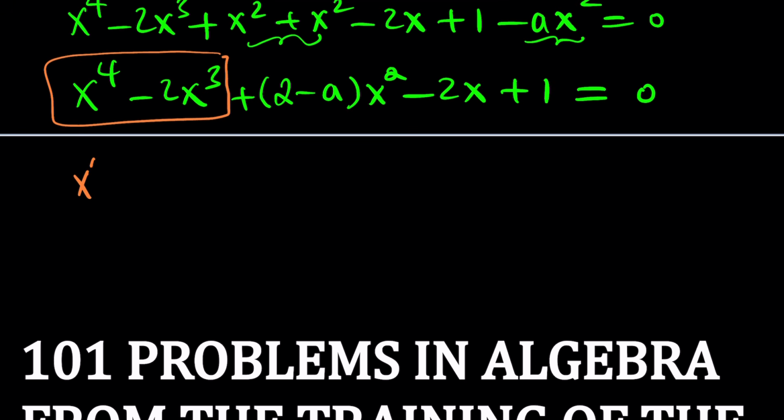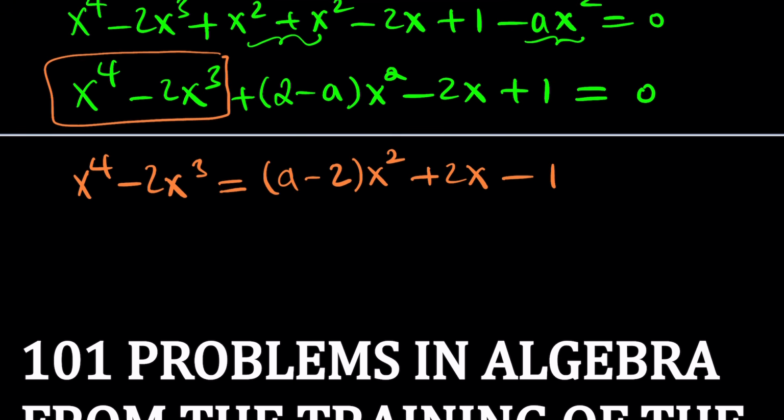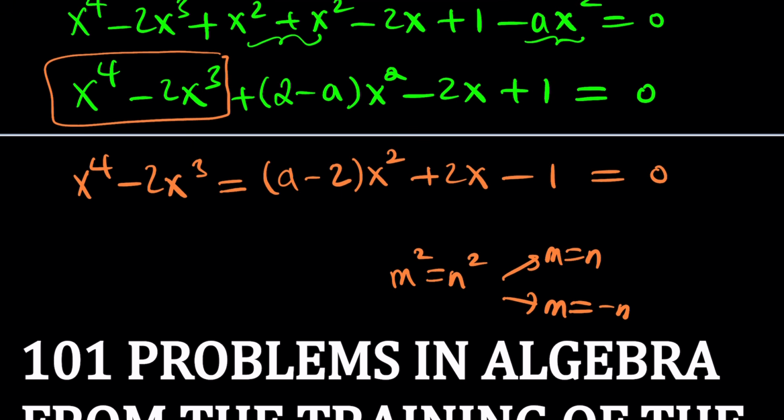So I'm going to write it as x to the fourth minus 2x cubed. Everything else will go on the other side, so it's going to look like this. We're going to negate x squared, we're going to negate 2x, and we're going to negate 1. Great. Now, our goal is to make the left-hand side a perfect square, and then make the right-hand side a perfect square, so we'll have 2 perfect squares. If m squared equals n squared, then from here you can conclude m equals n or m equals negative n, right? Great. That's what we're going to achieve, hopefully, or at least try to get there.